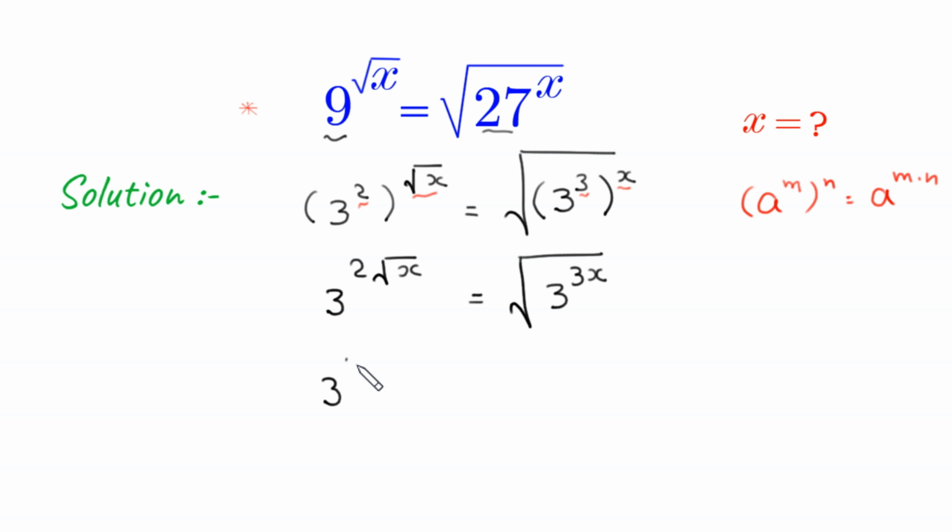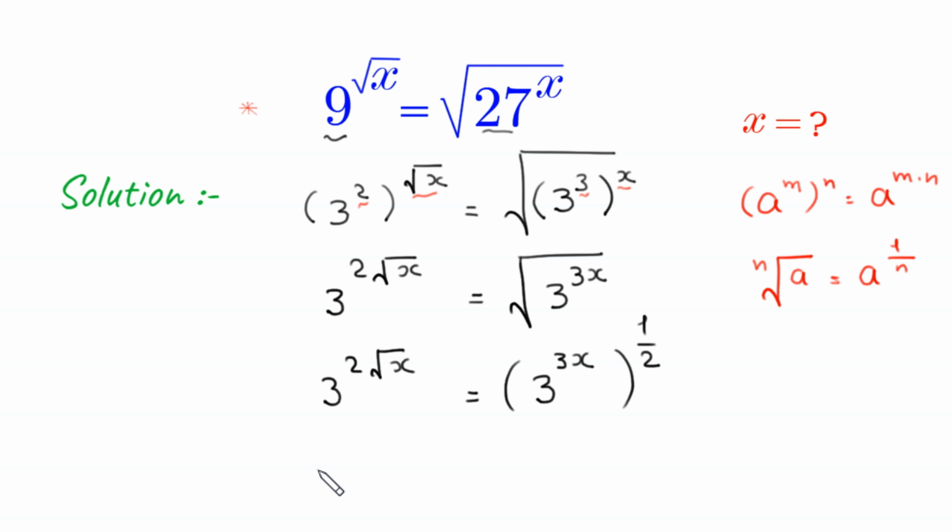Next, by using the property nth root of a is equal to a to the power 1 over n, this square root of 3 to the power 3 times x will become 3 to the power 3 times x, whole to the power 1 over 2. Then we multiply this 3 times x by this 1 over 2, so this will become 3 to the power 3x over 2.